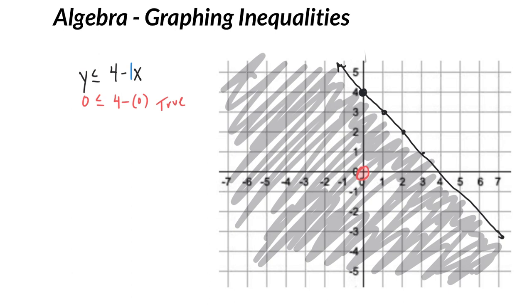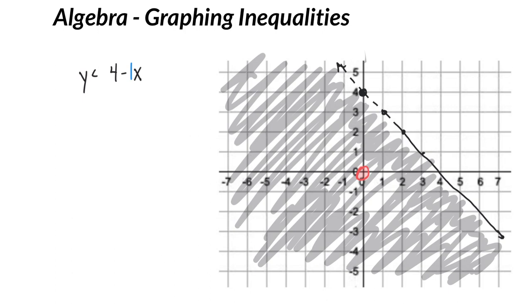Now, before I do one more example, let me talk about a slight change we could make to our inequality here. Let me just delete my little check. Let's say that instead of saying y is less than or equal to, I just said less than. Okay, so I didn't say it could be equal to. Here's what would change. We would go to our line and we would make it a dashed line.